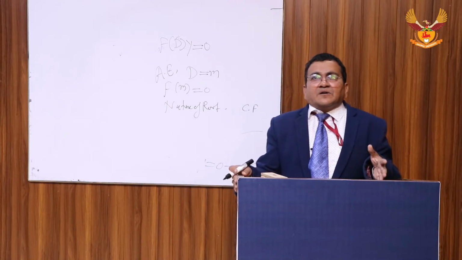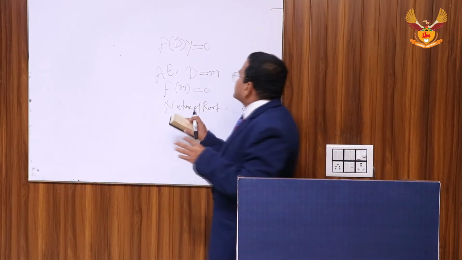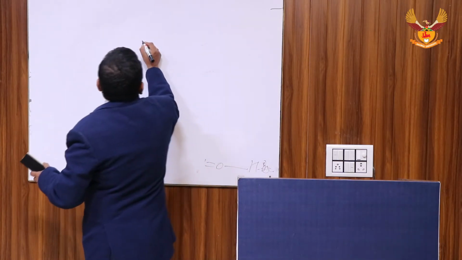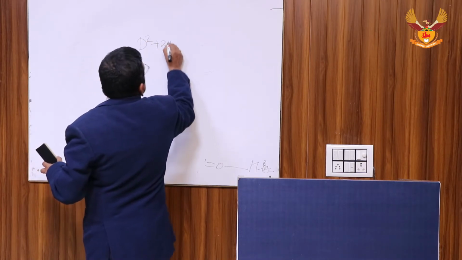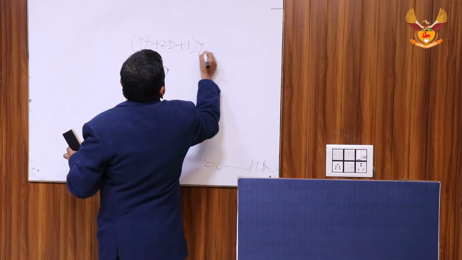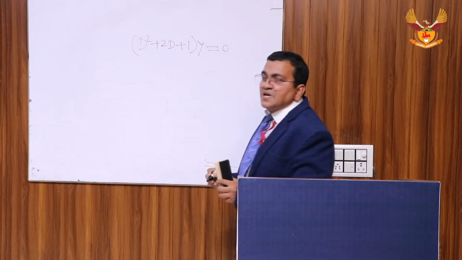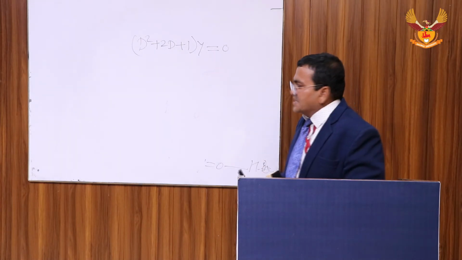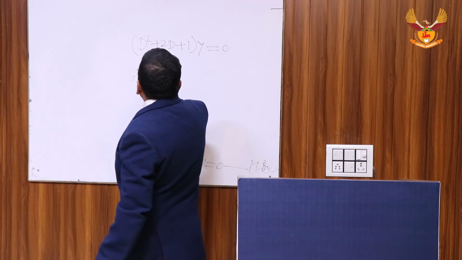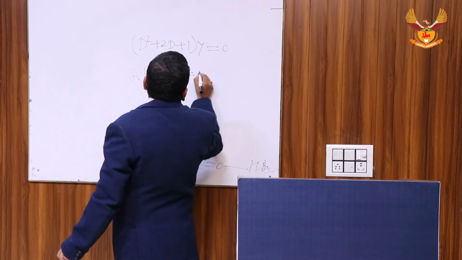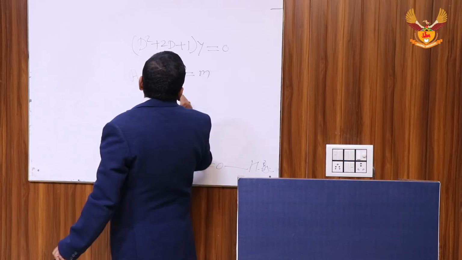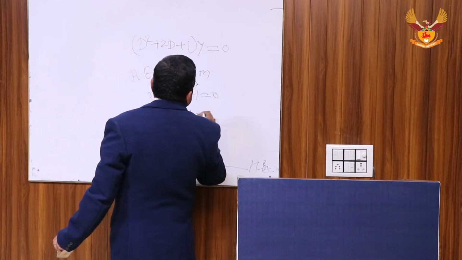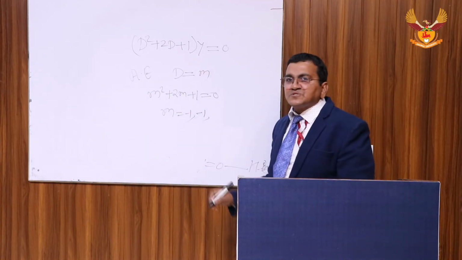Depending upon the roots, we can write the solution. I can give one example. Suppose one equation is given: (D^2 + 2D + 1) y equals 0. This is a homogeneous linear differential equation with constant coefficients, of order 2. The auxiliary equation is m^2 + 2m + 1 equals 0, so the 2 roots are m equals minus 1 and minus 1, that means repeated roots.